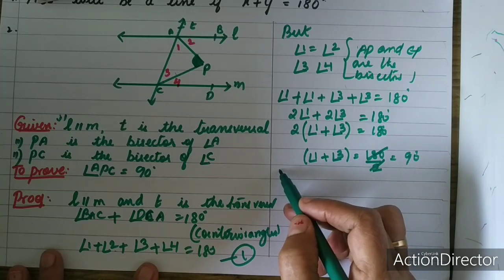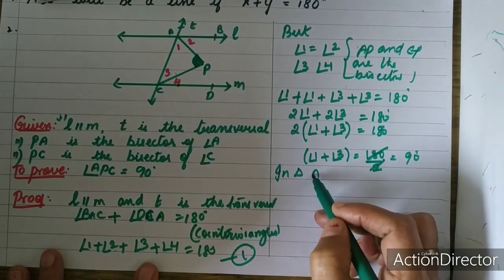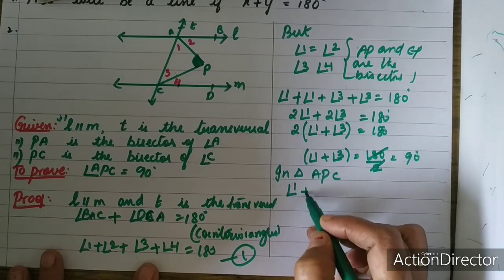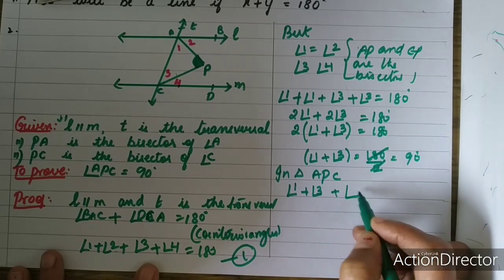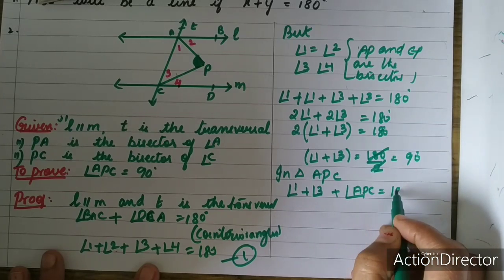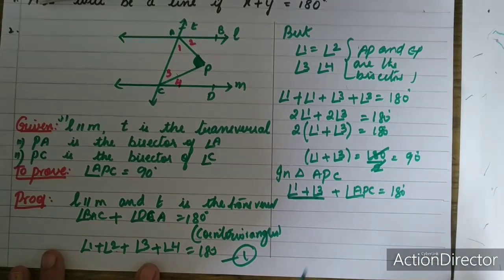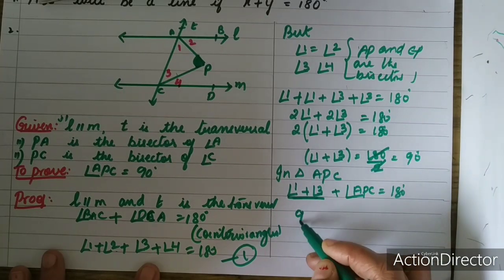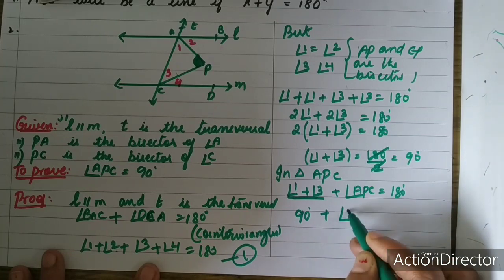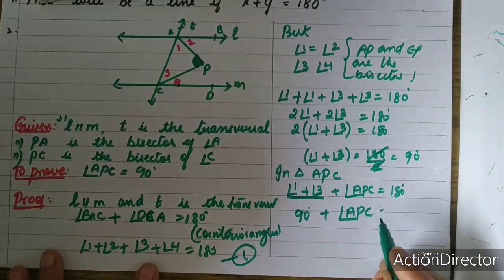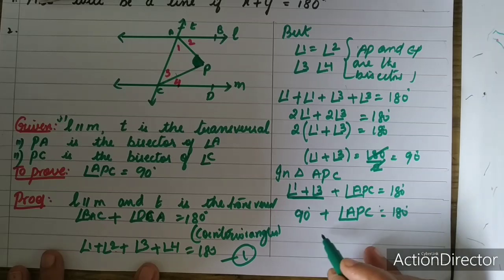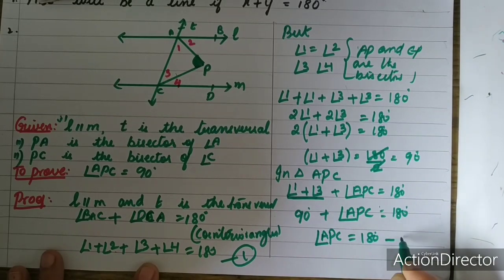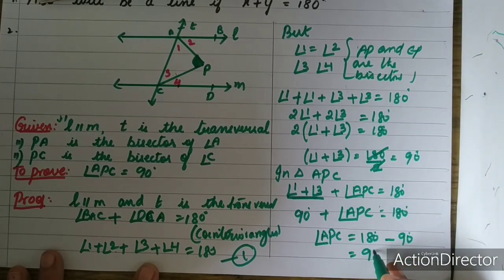Now you take the triangle. In triangle APC, you know the angle sum property of a triangle: angle 1 plus angle 3 plus angle APC is equal to 180 degree. But what can you say about angle 1 plus 3? Just now you have proved angle 1 plus angle 3 is 90 degree. So you replace the value. 90 plus angle APC is equal to 180 degree, or angle APC is equal to 180 minus 90 is equal to 90 degree.